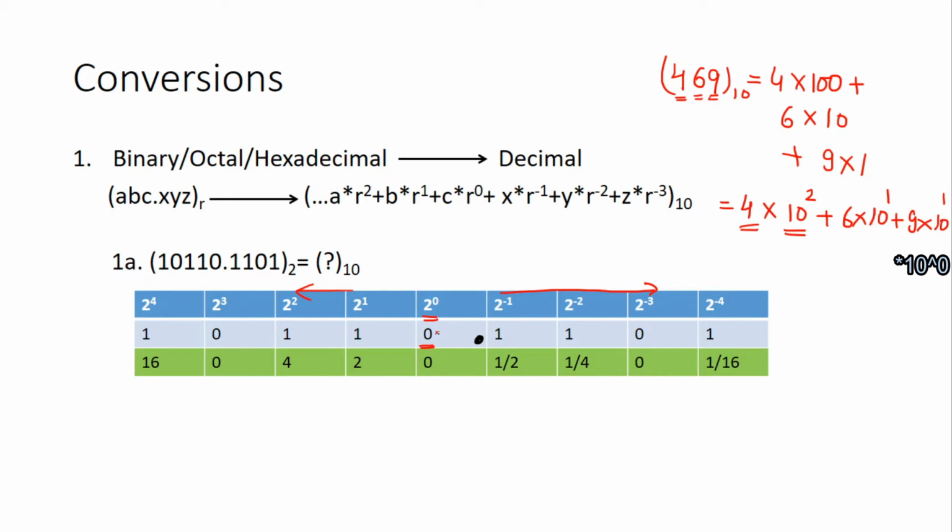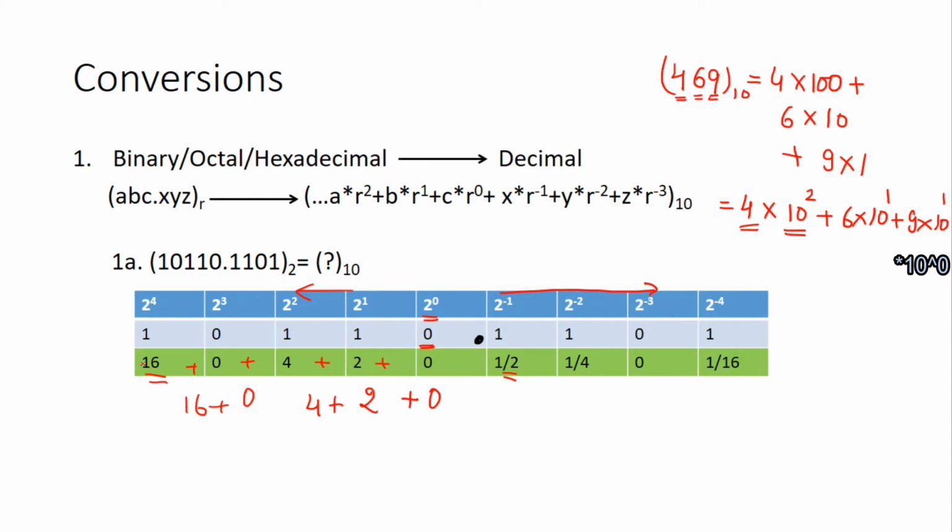So the multiplication would result in: 2 to the power 0 is 1, so 1 into 0 is 0. Then 2 raised to the power 1 is 2, so 2 into 1 is 2. 2 raised to the power 2 is 4 and 4 into 1 is 4. 2 raised to the power 3 with digit 0 will result in 0. 2 raised to the power 4 into 1 is 16. Similarly here, 1 multiplied by 2 to the power minus 1, which is nothing but 1 by 2, will yield 1 by 2. Then 1 into 2 to the power minus 2 will be 1 by 4 and so on so forth.